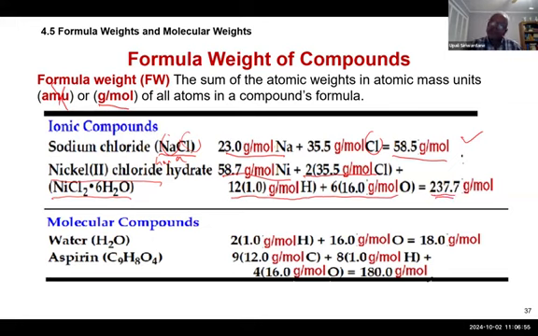So this is the conversion factor that is used to convert grams to moles of sodium chloride or nickel hexahydrate. These are for ionic compounds. Second is for molecular compounds. It's the same thing. You add up the atomic masses in the molecular compound, you get 18.0 for water.